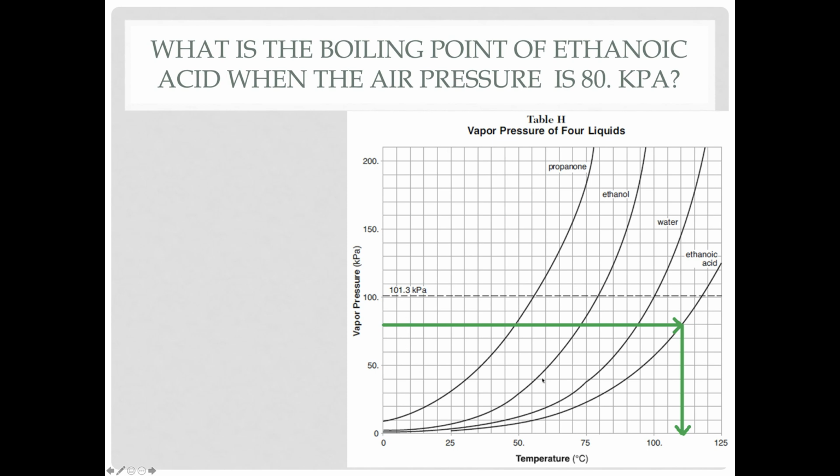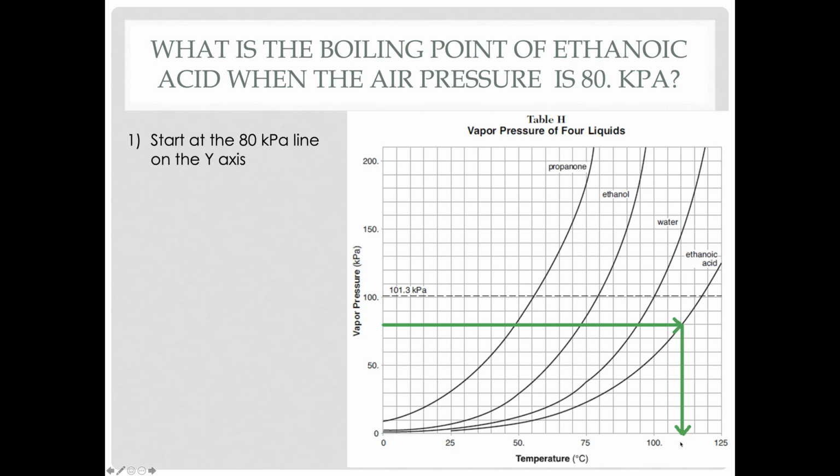Well, water's vapor pressure will be 80 kilopascals at a temperature of 100, 105, 110 degrees Celsius. At 110 degrees Celsius, the vapor pressure of the water will equal the pressure of the surrounding air. And therefore, the boiling point of water at 80 kilopascals, no, not water, ethanoic acid, will be 110 kilopascals. No, degrees Celsius. Wow, I'm really messing up my units here. 80 kilopascals, 110 degrees Celsius. Yes, that's the boiling point.